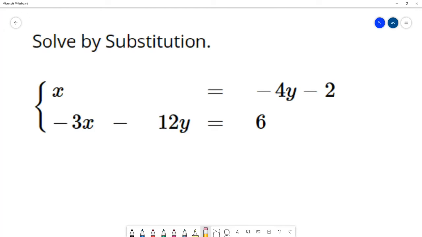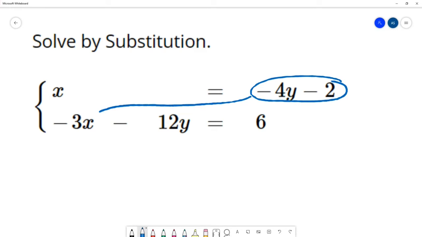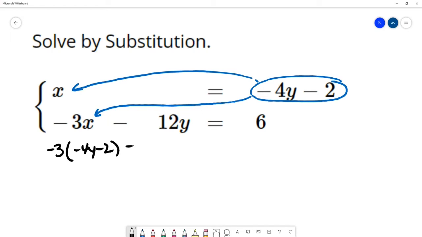We can see that this first equation is already solved for x, so that's done for us. We're going to substitute that into the other equation. We're going to substitute in for x because this is equal to x. And that will give us negative 3 times negative 4y minus 2 minus 12y equals 6.